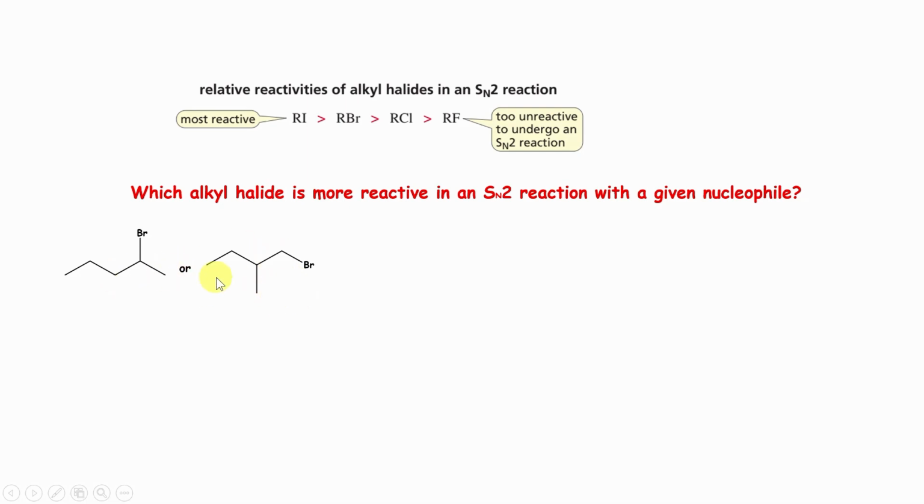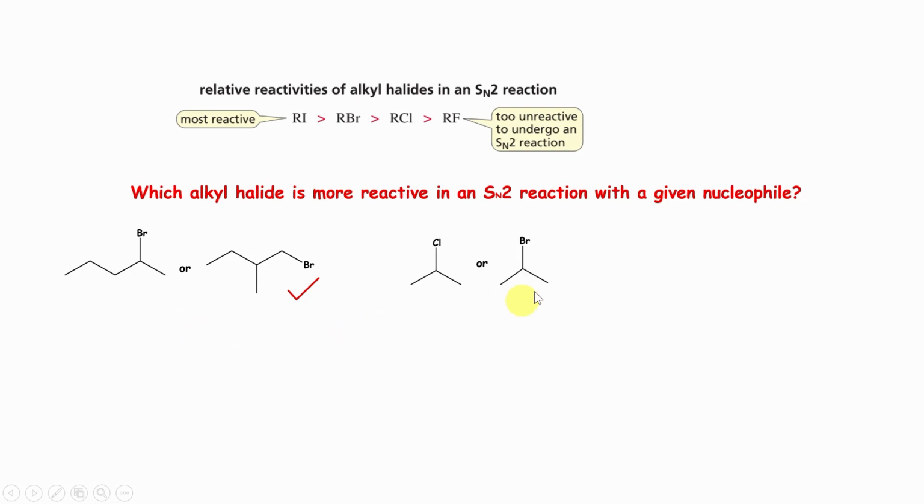See the difference. One is a primary alkyl halide and the other is a secondary alkyl halide. Both the leaving groups are the same, and hence we can consider the substrate as a whole. Primary alkyl halide is more reactive than secondary alkyl halide in an SN2 reaction. So this alkyl halide is more reactive than this alkyl halide.